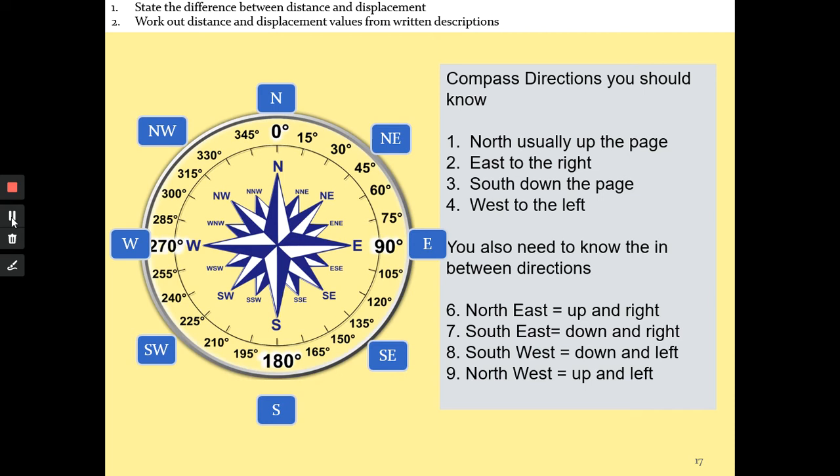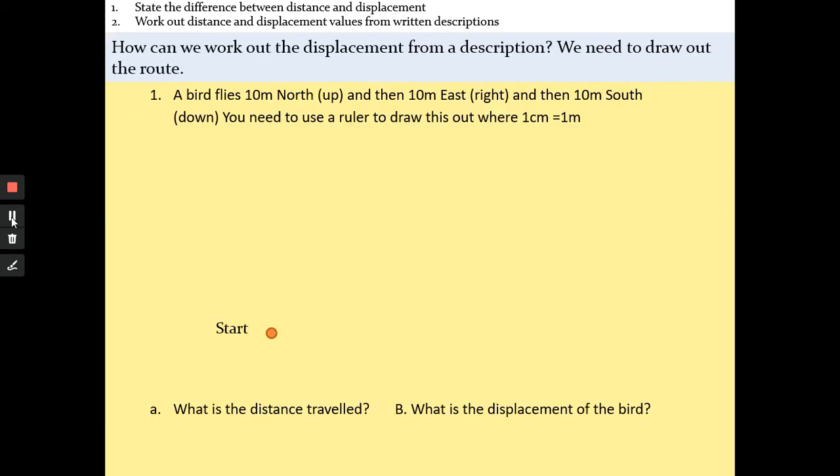It might be worth, if they ask you to do a displacement, just to draw yourself a little compass if it helps. So, how do we work out a displacement from a description? The only way to do this is to actually sketch it out, to draw the route out in a scale diagram. So I'm going to help you do this one. So all I want you to do is listen and watch. I don't want you to do anything on your paper.